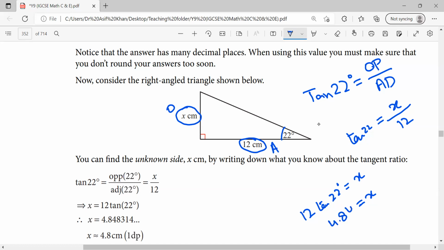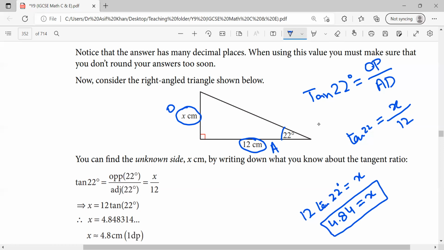4.84 is the answer, right? Okay, Abdullah? Yes, sir. Good. So, as you both understand what steps are involved, you have to be careful whenever they ask that you should give the answer in one decimal place or two decimal places.